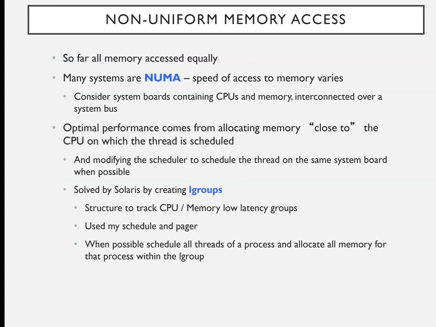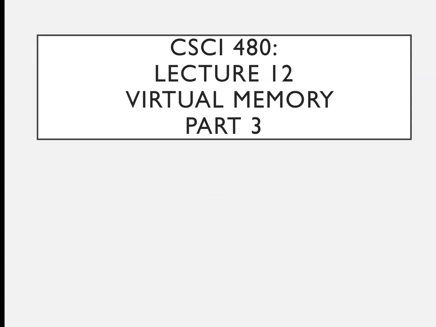So far, we've only talked about equal memory access. Some systems are NUMA, non-uniform memory access, where the speed of access to memory varies. Consider system boards containing a CPU and memory, interconnected over a system bus. Optimal performance comes from allocating memory close to the CPU on which the thread is scheduled, and modifying the scheduler to schedule the thread on the same system board whenever possible. Solaris handled this by something called lgroups, which we're not going to go into much detail on.